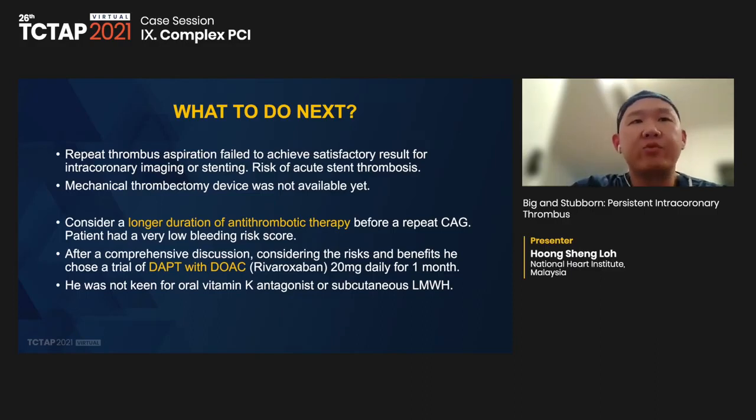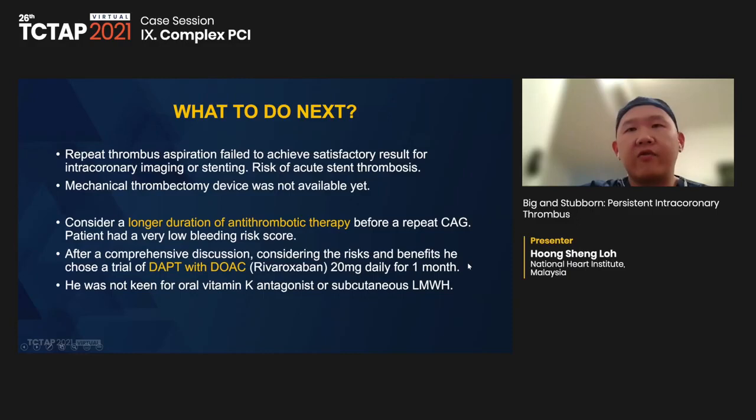We decided that perhaps we should consider a longer duration of antithrombotic therapy before we repeat another angiogram. This patient also had a very low bleeding risk score, and therefore it is relatively safe for us to consider starting him on dual antiplatelet therapy with direct oral anticoagulation, which is rivaroxaban in this case. The dose was 20 milligrams daily for 1 month.